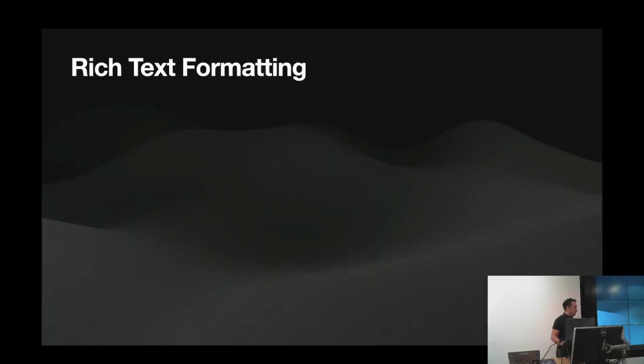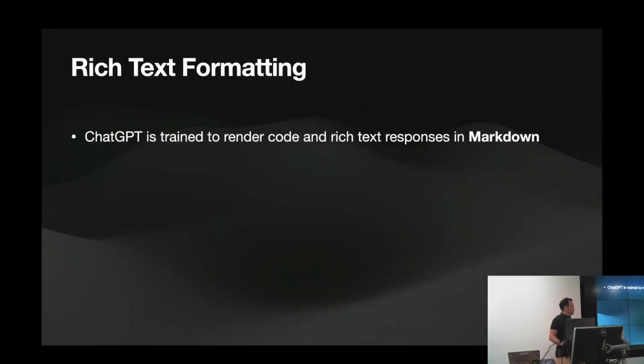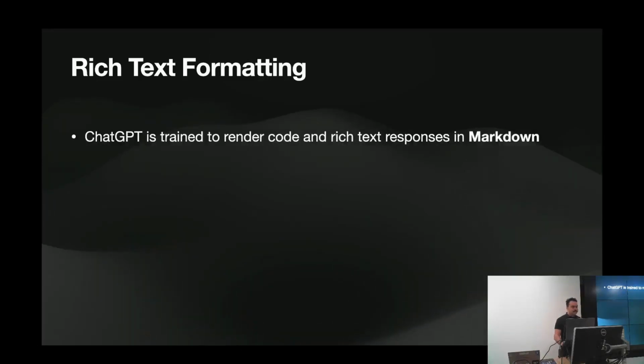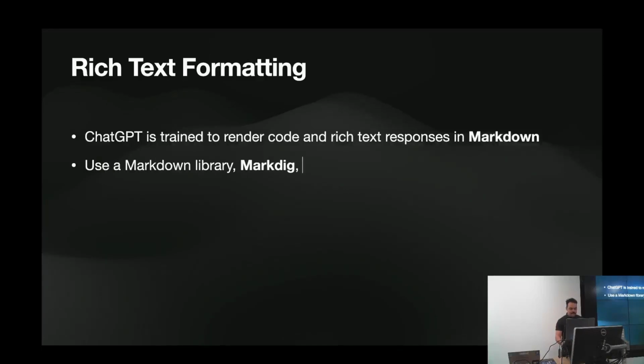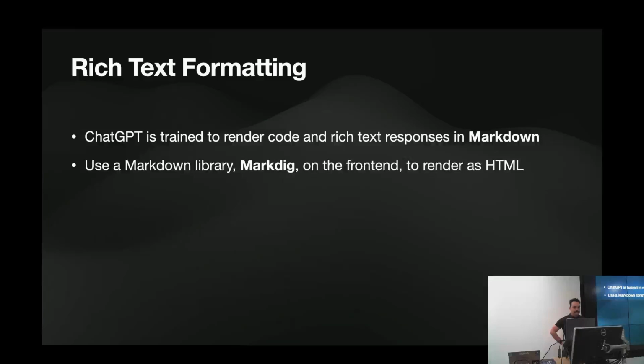Let's have a look at how I did rich text formatting. So ChatGPT by default is trained to render code and rich text responses in Markdown. So even in the production ChatGPT server, that's all rendered as Markdown. If you copy it to your clipboard and paste it in plain text, it's Markdown. So in Blazor, we can use a C# .NET library called MarkDig on the front end to render rich text from ChatGPT as HTML.